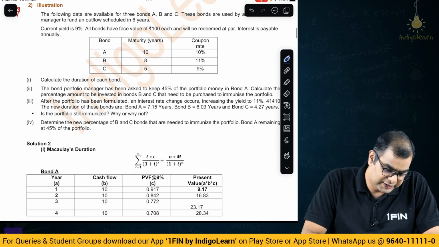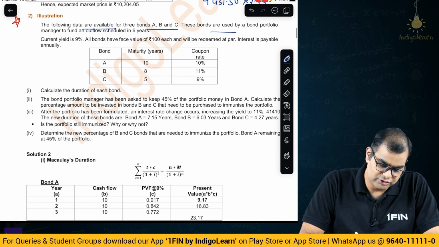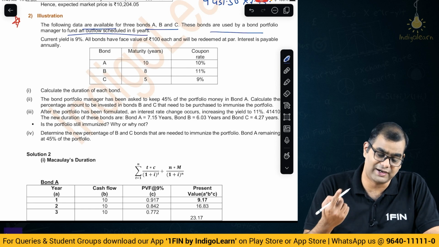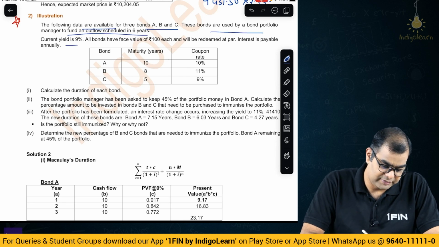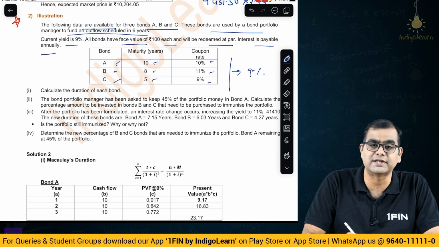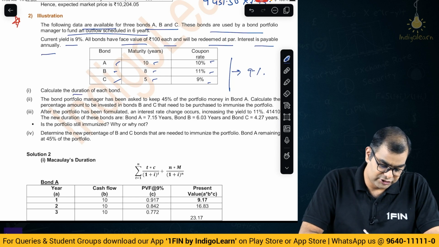First one, the following data are available for 3 bonds A, B and C, and these bonds are used by a bond portfolio manager to fund an outflow schedule in 6 years. So, the outflow is after 6 years. Current yield is 9% and the bonds all have face value of 100 each and will be redeemed at par. Interest is payable annually. There are 3 bonds A, B and C. Maturity is 10 years, 8 years and 5 years. Coupon rate is 10%, 11%, 9%, whereas the current yield is 9%. Calculate the duration of each bond.